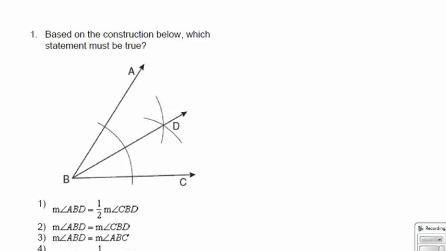So this will be the solution to the test questions from the geometry topic, construction. Now, here we see the construction of the angle bisector.